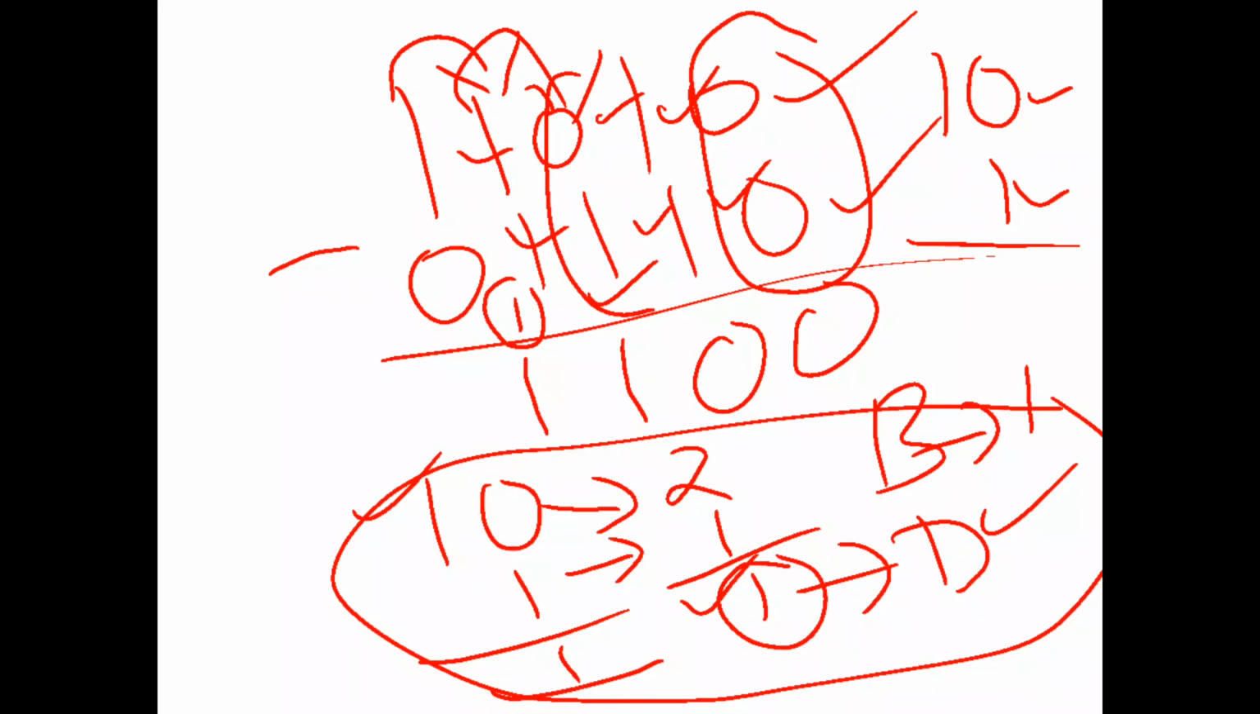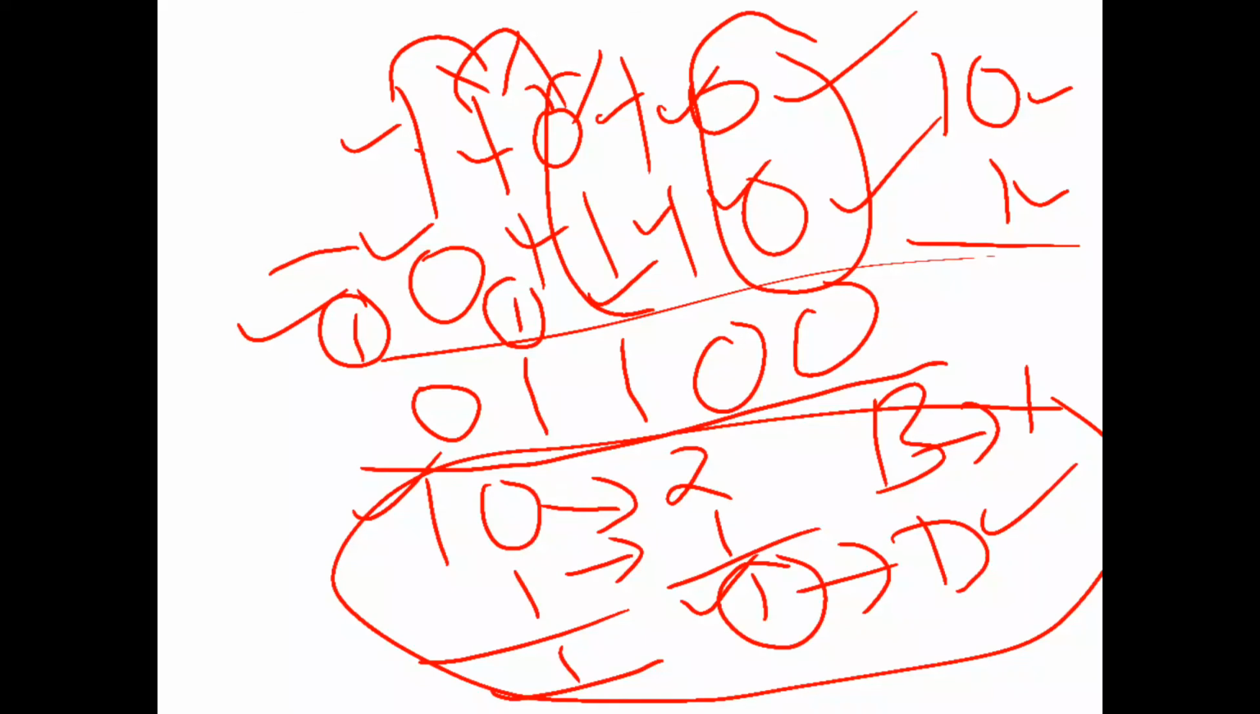And borrow needs to be also subtracted from this position. So 1 minus 0, 1 minus 0 is 1, and 1 minus 1, that is, the borrow needs to be subtracted. So it will become basically 0. That is basically the approach we apply or use in the subtraction part.